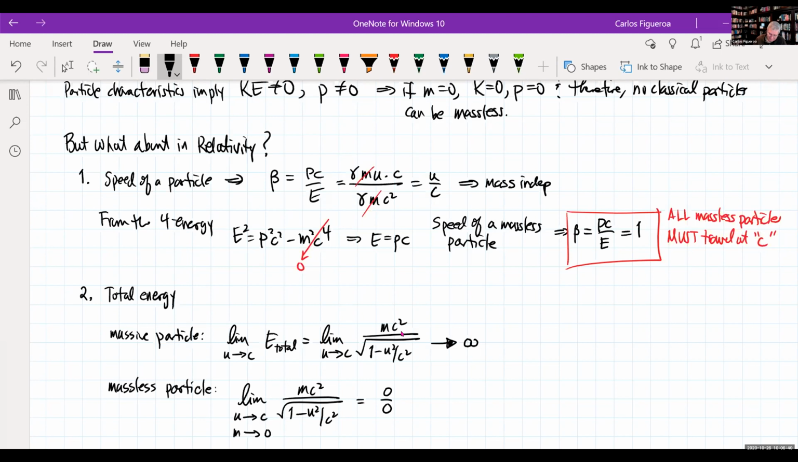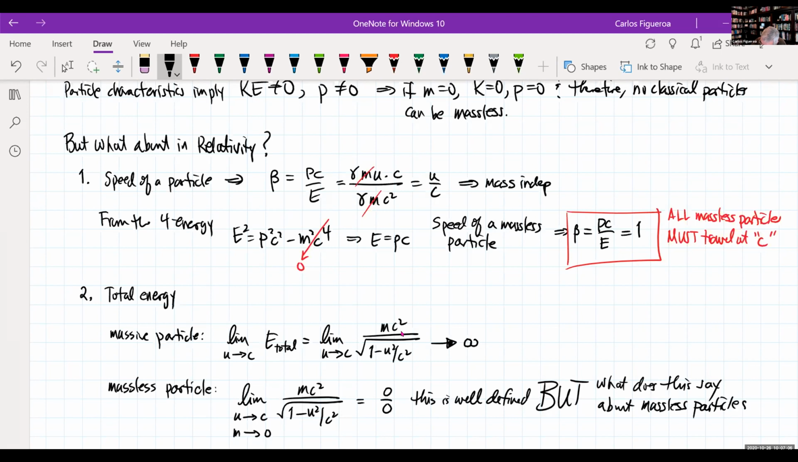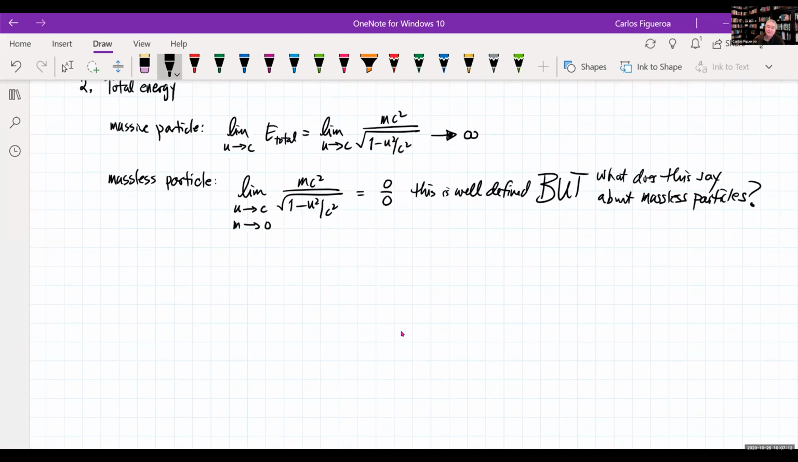And what you're seeing here is that this is well defined, but what does this say about massless particles? It doesn't do anything for you. You're in this position going like, tell me something that I can wrap my brain around, and relativity is not helping you.